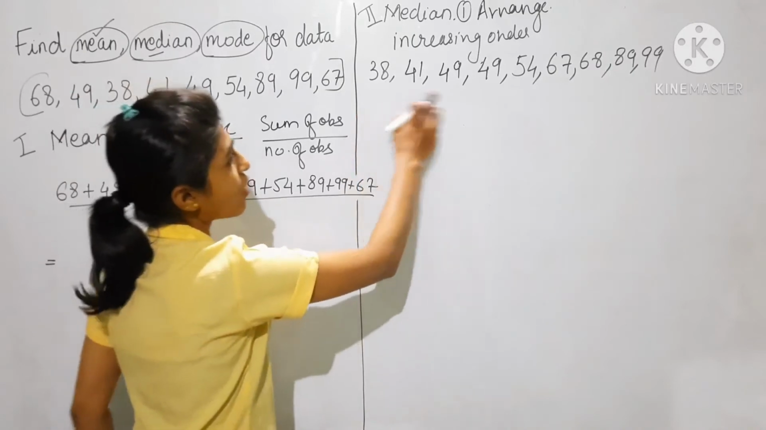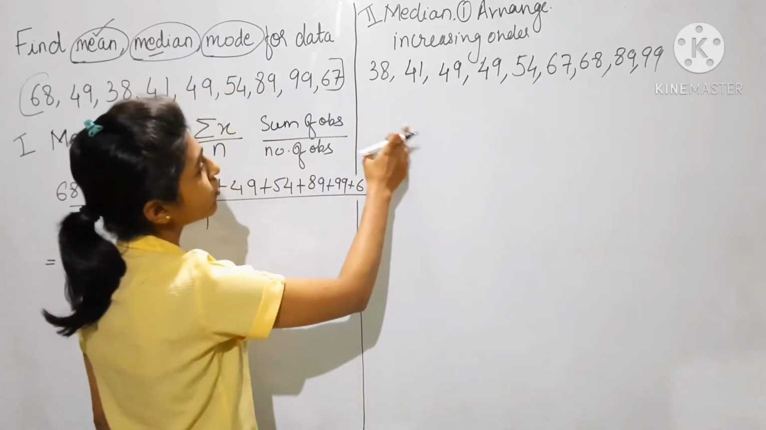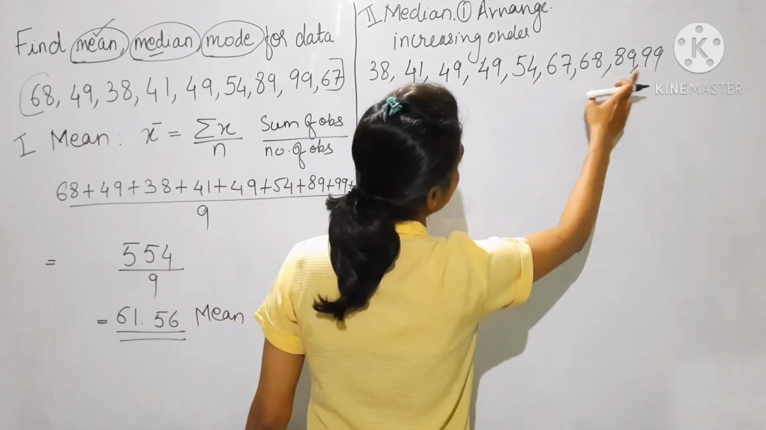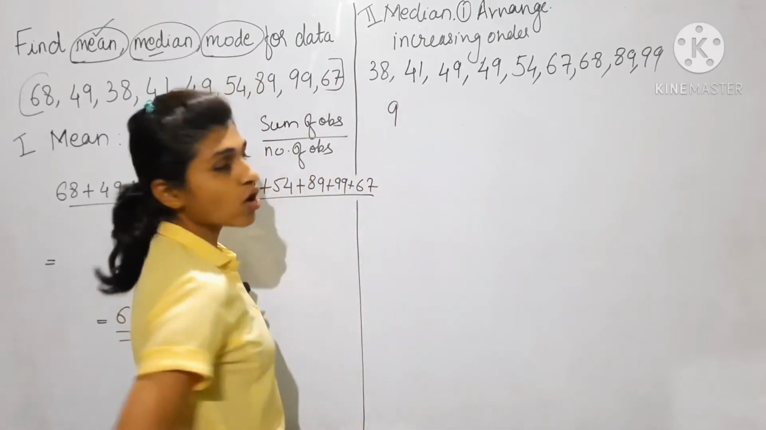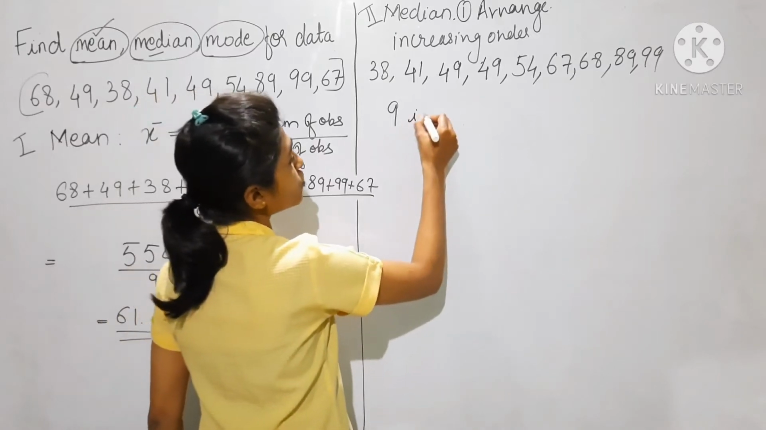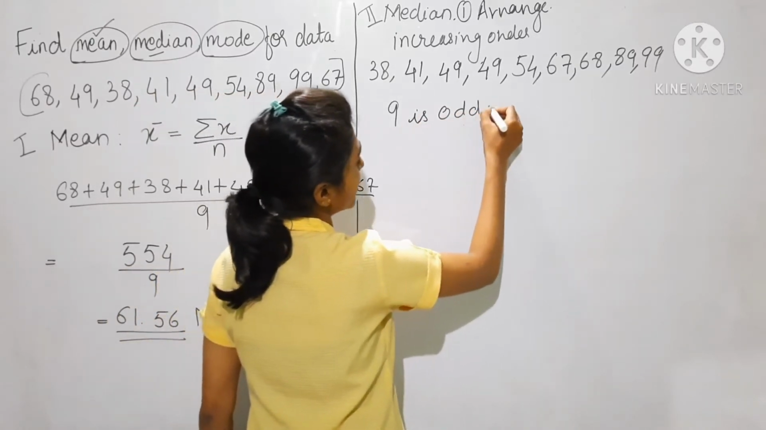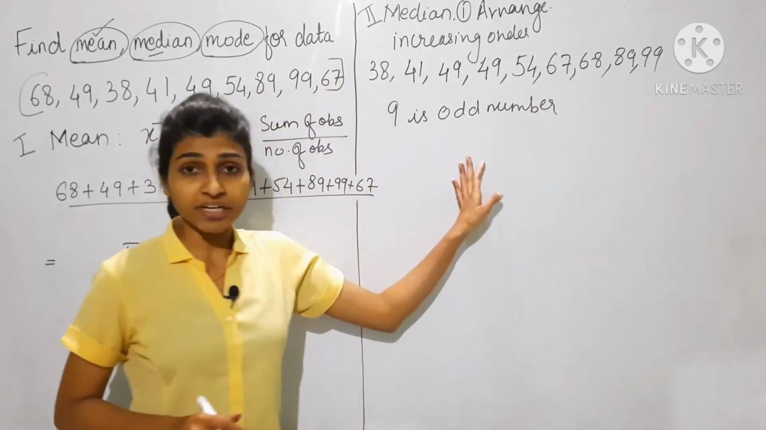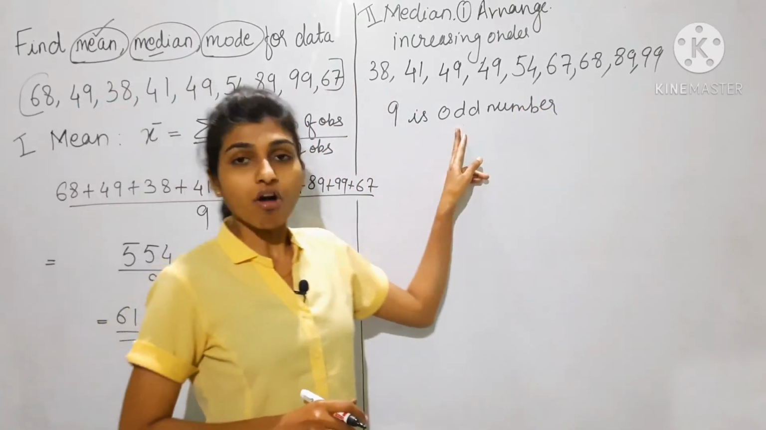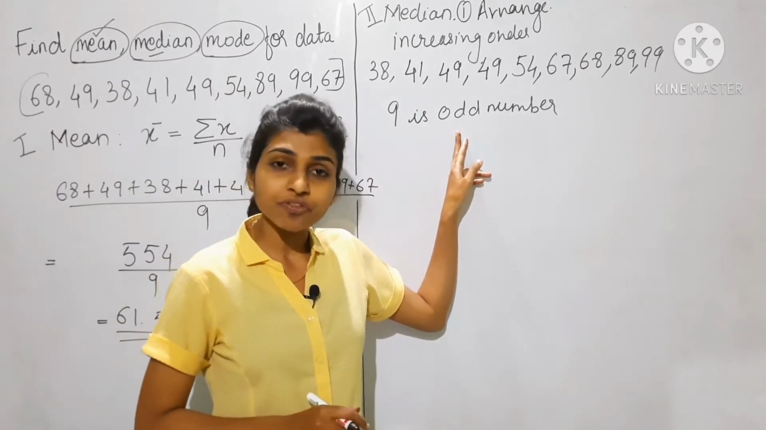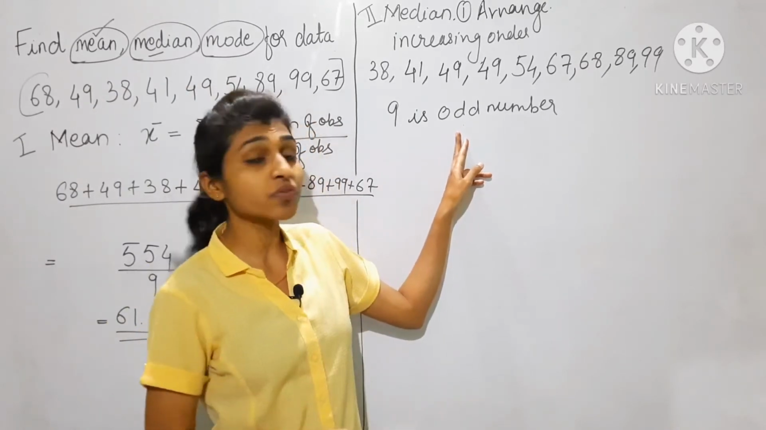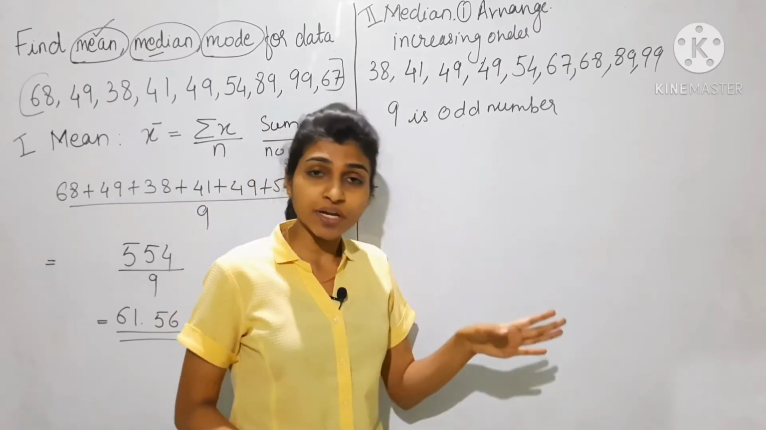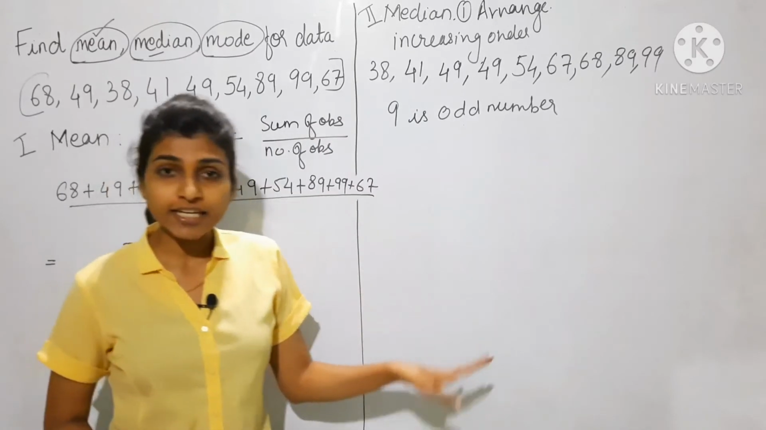Next step is to count the observations. The number of observations is 1, 2, 3, 4, 5, 6, 7, 8, 9. So there are 9 observations, and 9 is an odd number. For the median, if the number of observations is odd the formula is different, and if it is even the formula will be different. I have already explained this part; you can find the link in the description box.